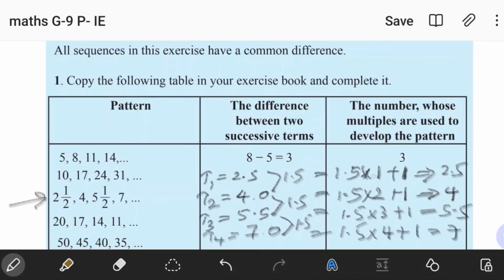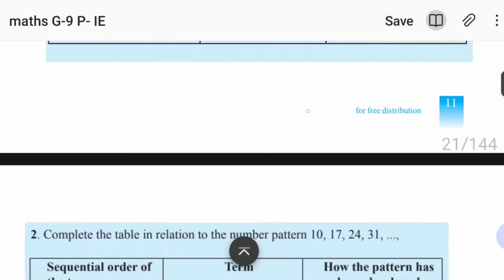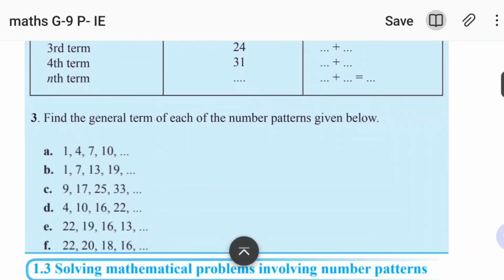So we see a pattern. The first term is this, second term is this, third term is this, fourth term is this. By looking at that, our nth term is 1.5n plus 1. Or there is another way to write it. 1.5 you can also write as 3 over 2, so (3/2)n plus 1. Usually we write it in this form rather than that form, but whichever form you like, you can take it. Okay, so complete the table in relation to the number pattern, and I will leave that as an exercise for you.